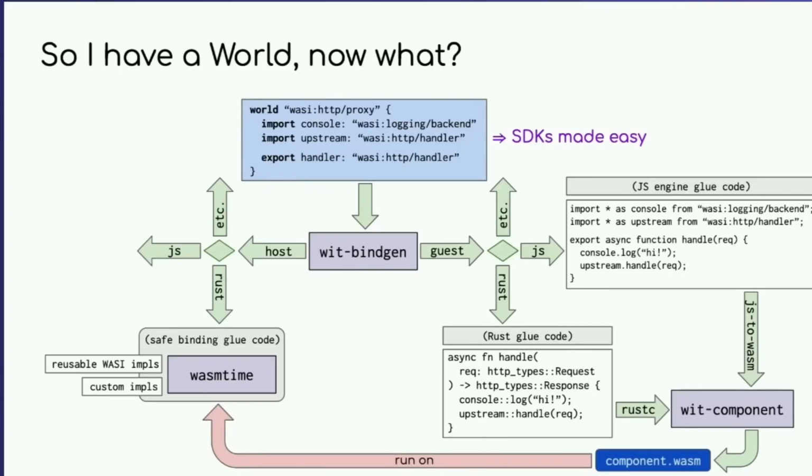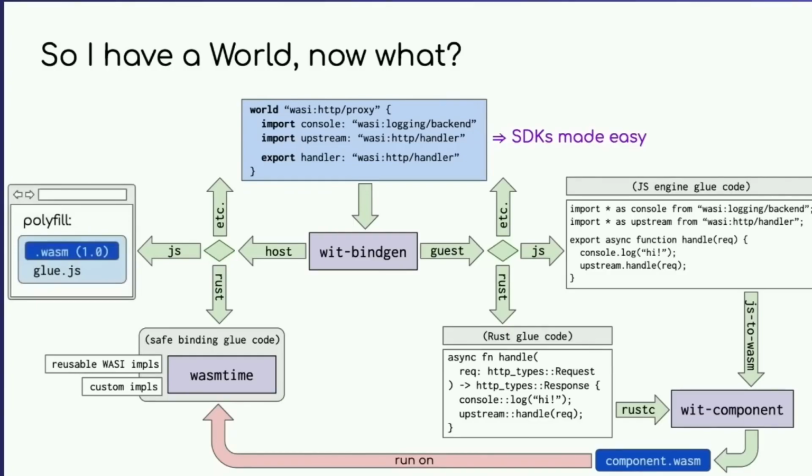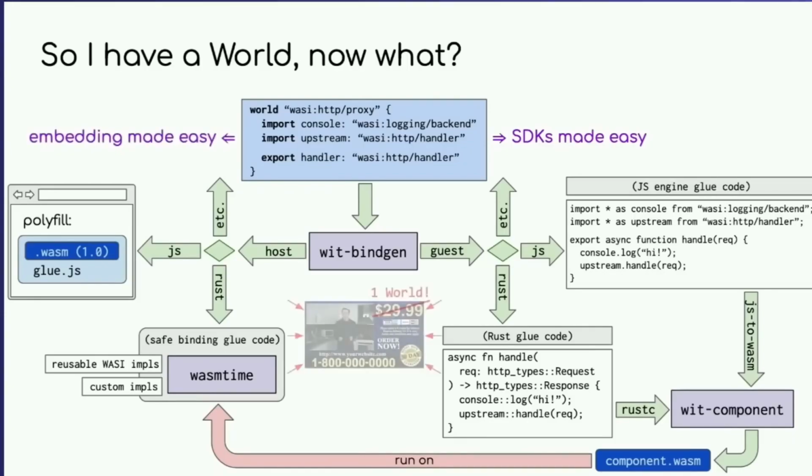Now, in theory, I shouldn't need the host JS direction because the goal is that components will be natively implemented by JS runtimes, just like core WASM is today. But until then, the host JS direction will give us a polyfill that allows us to run components in today's JS engines and browsers as WASM 1.0 and JS glue code. So from a host perspective, what Wit gives us is embedding made easy. And I get all of this for the low cost of one world.